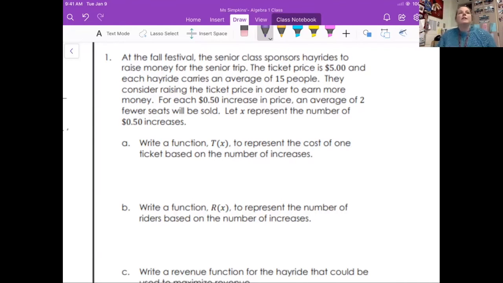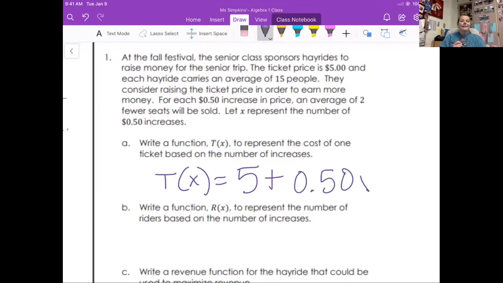So what we need to do is create some equations. The first equation is going to deal with the cost of the ticket. So T of X is going to be the cost of the ticket. Right now, how much is a ticket to ride this hayride? $5. Plus, because they are considering increasing the price by 50-cent increments, we write 0.50X, because X represents the number of 50-cent increases. So our ticket price is $5 plus however many 50-cent increases we decide to do.